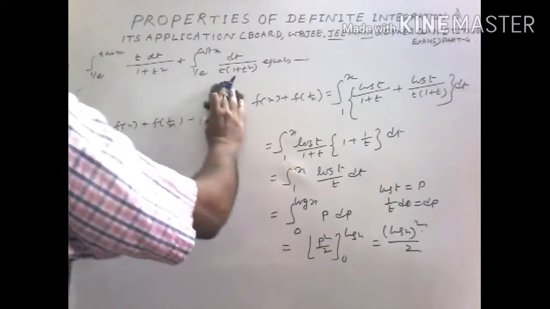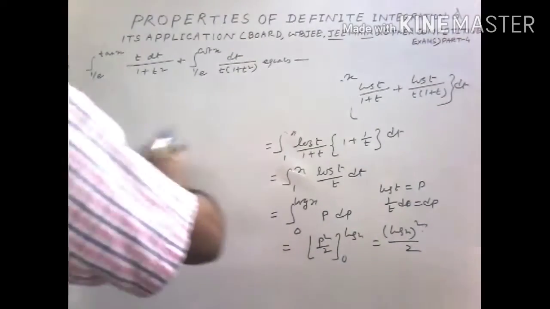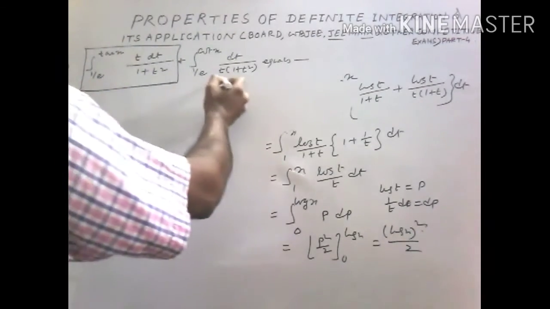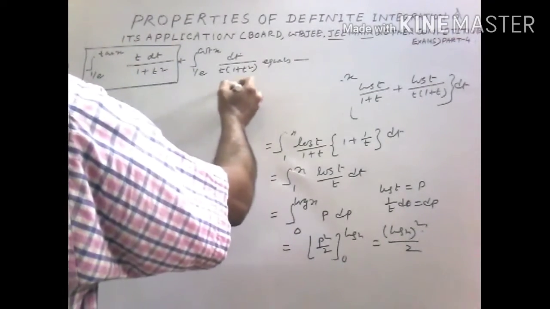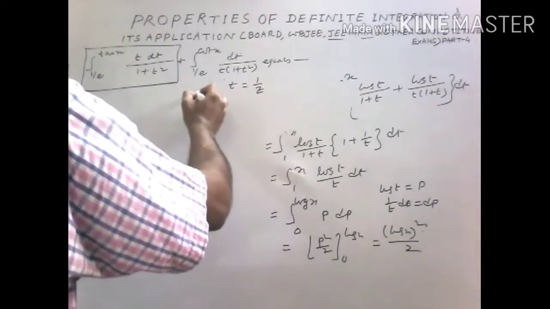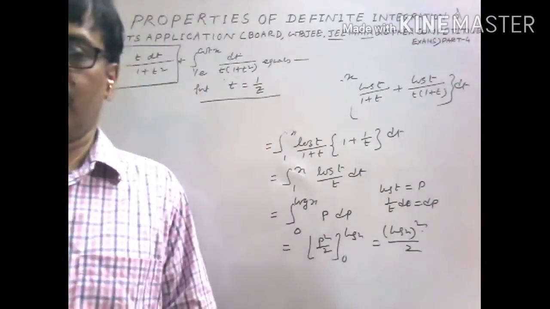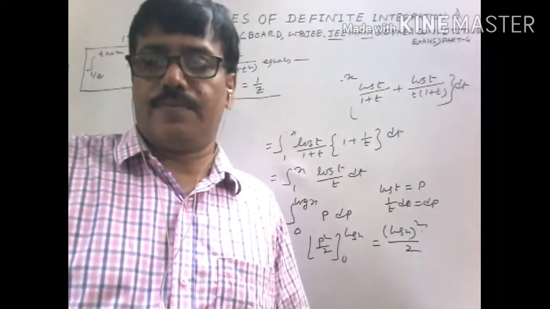So for the problem number 1, look, this one is unchanged. We do not change this one. For the second integral, we put a transformation t equals to 1 by z. T equals to 1 by z. So you complete this one.